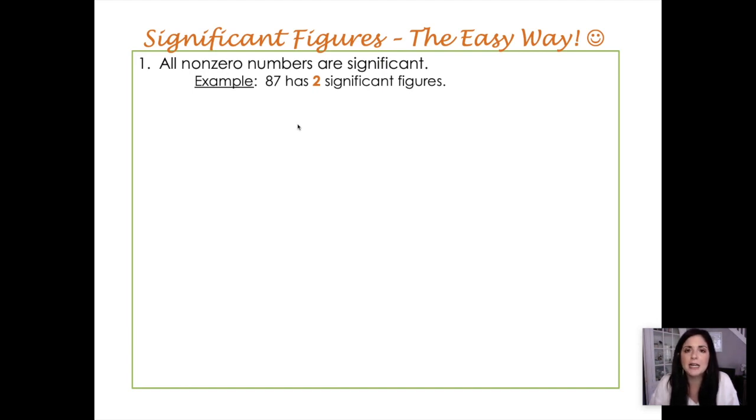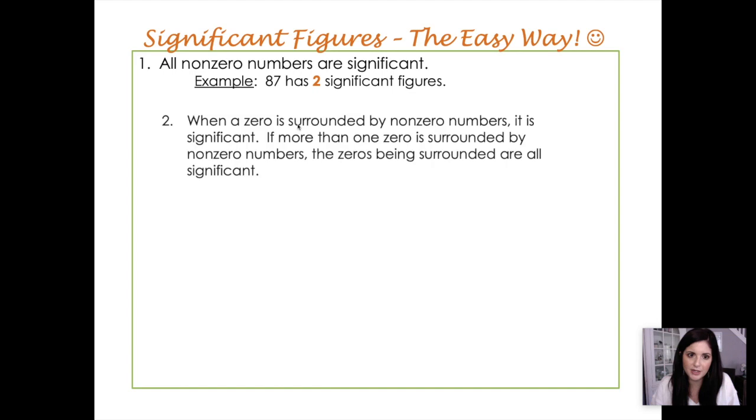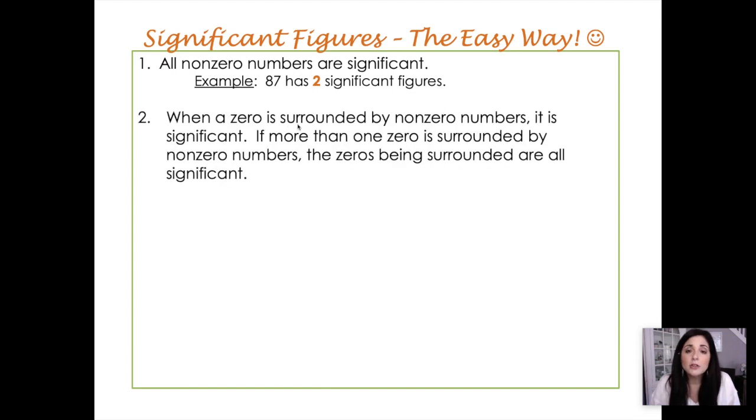Any number that's not a zero counts. Once you start introducing the zeros, that's when you kind of have to be careful with your significant figures. One rule that deals with zeros has to do with when zeros are in between numbers that are not zeros. So I always say that that's a trapped zero or a sandwich zero.